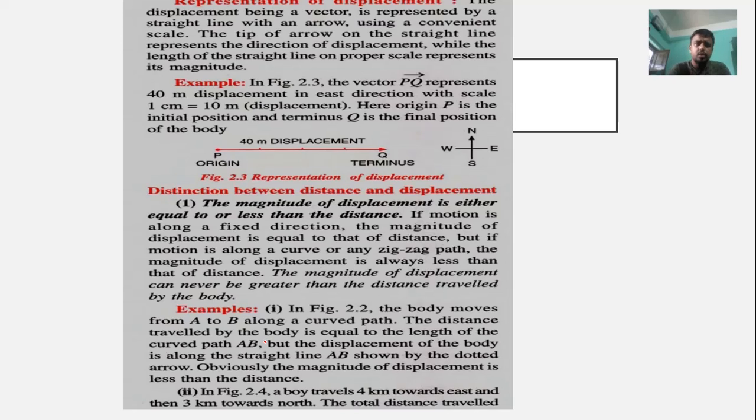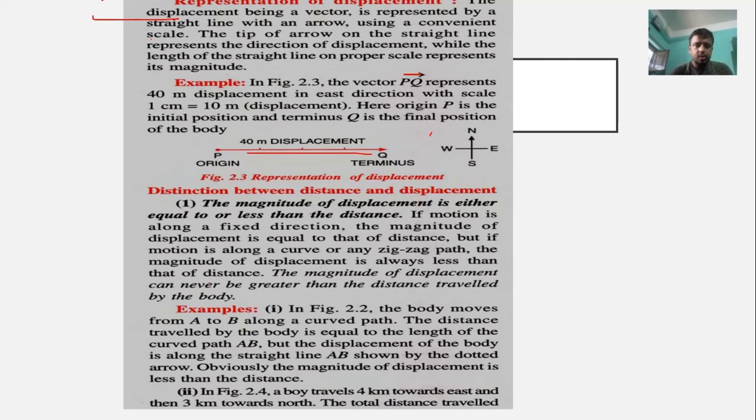The vector PQ represents 40 meter displacement in east direction, with scale 1 centimeter equal to 10 meter. Here origin P is the initial position and the terminus Q is the final position of the body. Okay, P is the origin and Q is the final position. It is 40 meter displacement towards east, represented by an arrow mark, which suggests that it is in one direction.